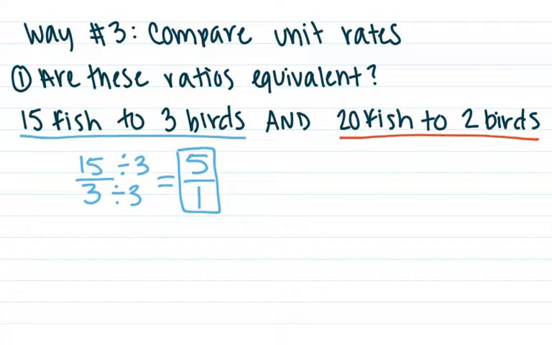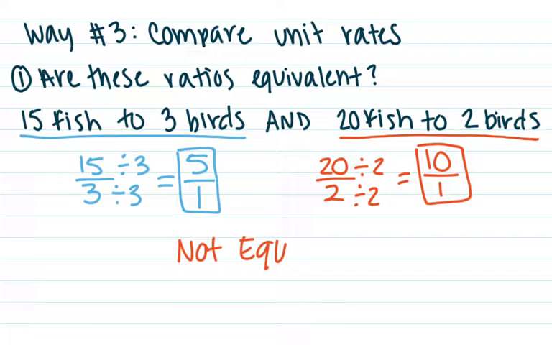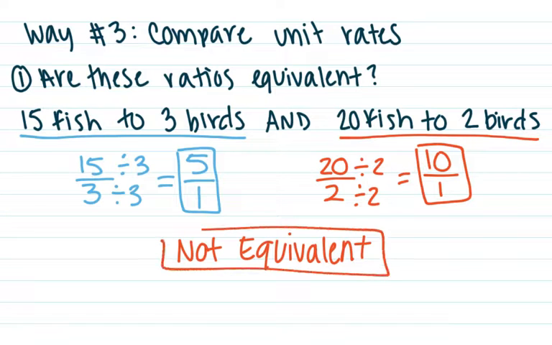My second ratio is 20 over 2. So again, I divide by the denominator. So I'm going to be dividing by that 2. So 20 divided by 2 and 2 divided by 2, there we go. I get 10 over 1. So the unit rate for my second ratio is 10 over 1. Are they the same? No, one of them is 5 to 1, the other is 10 to 1. So these ratios are not equivalent. So to answer the question they asked, are they equivalent? The answer is no, they are not equivalent.